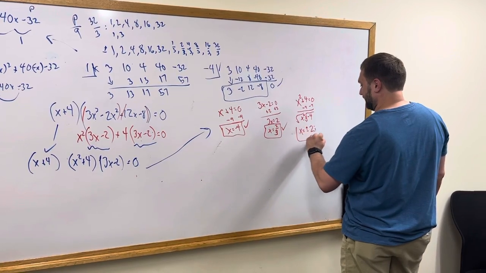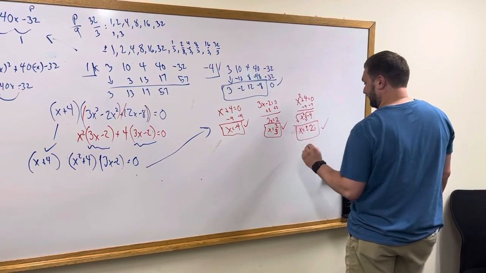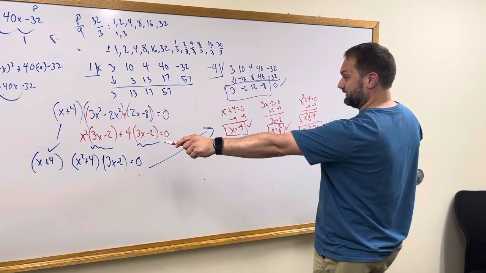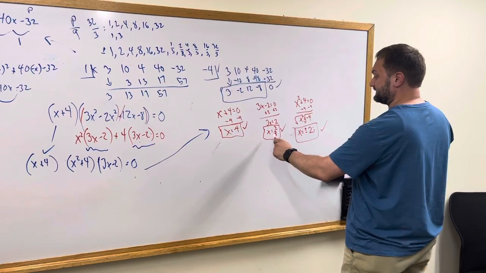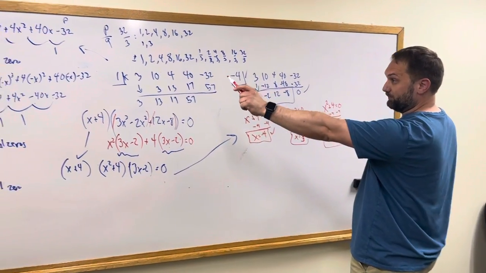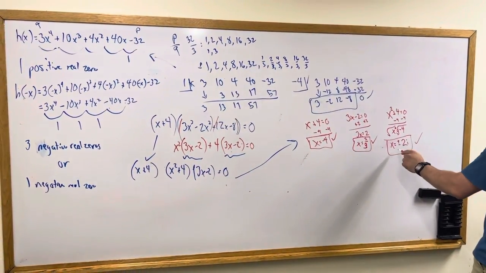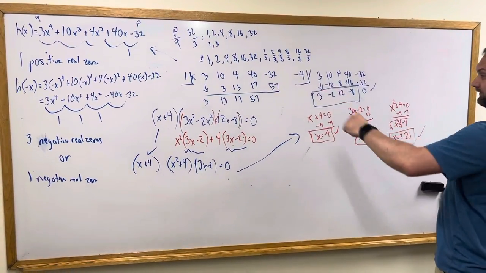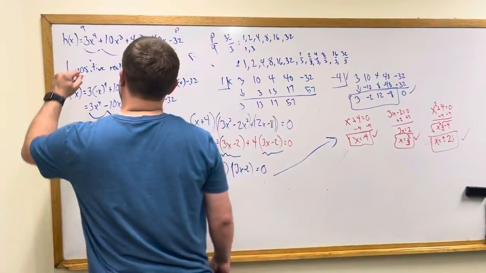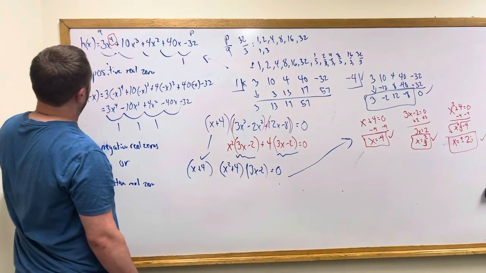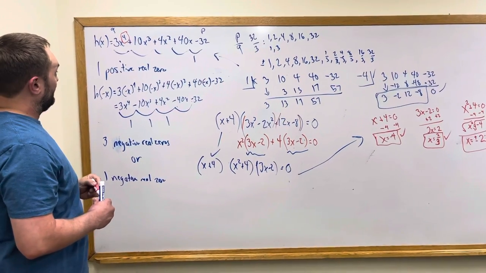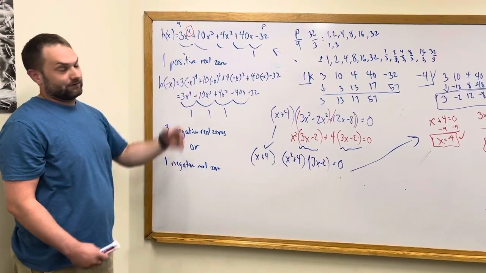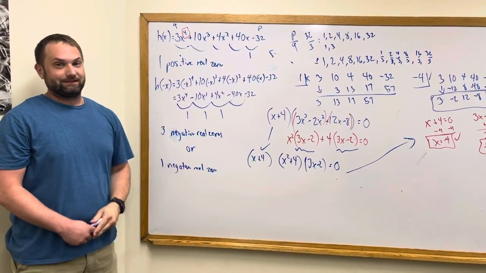So then this gives us our other two zeros. So our four zeros are going to be x equals negative 4, which is our one real negative zero, x equals 2 over 3, which is our one positive real zero, and then x equals plus or minus 2i, which gives us all four zeros. And we know we have four zeros because the degree of our original problem was the fourth power. So that's all four zeros you can have for this problem. Thank you.